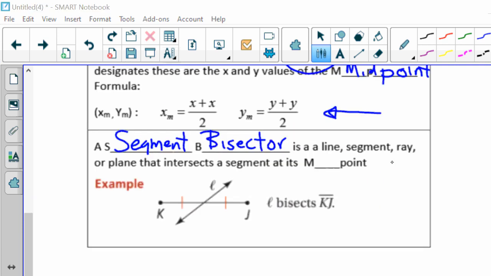Segment bisector is a line, segment, ray, or even a plane that intersects a segment at its midpoint, okay? Midpoint's all one word there. So right here is the midpoint, and in this case, I'm showing you a line called L that intersects KJ at midpoint, we'll call it M, midpoint M.